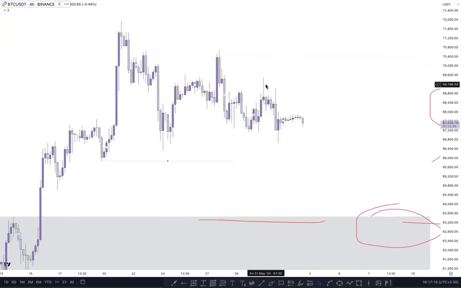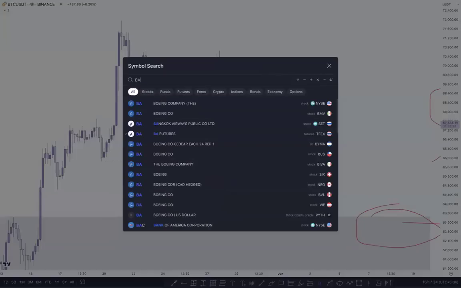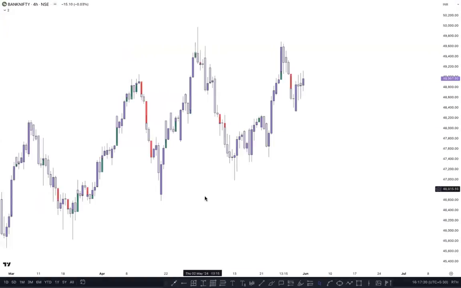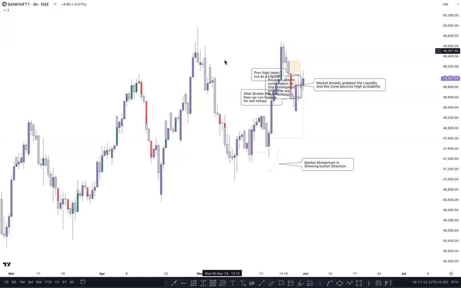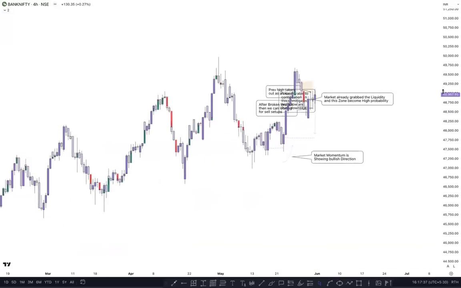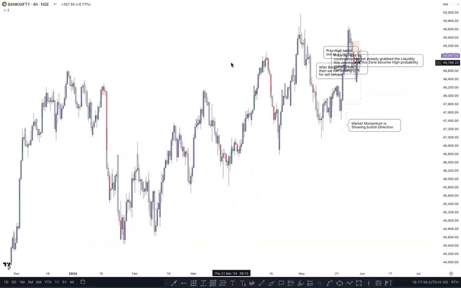Okay, so let's see. And the next one is here, the Bank Nifty. What is happening here in Bank Nifty? Let's check one by one. This is our Bank Nifty chart here. And what are you looking at here? Simply, the market is creating higher highs here.